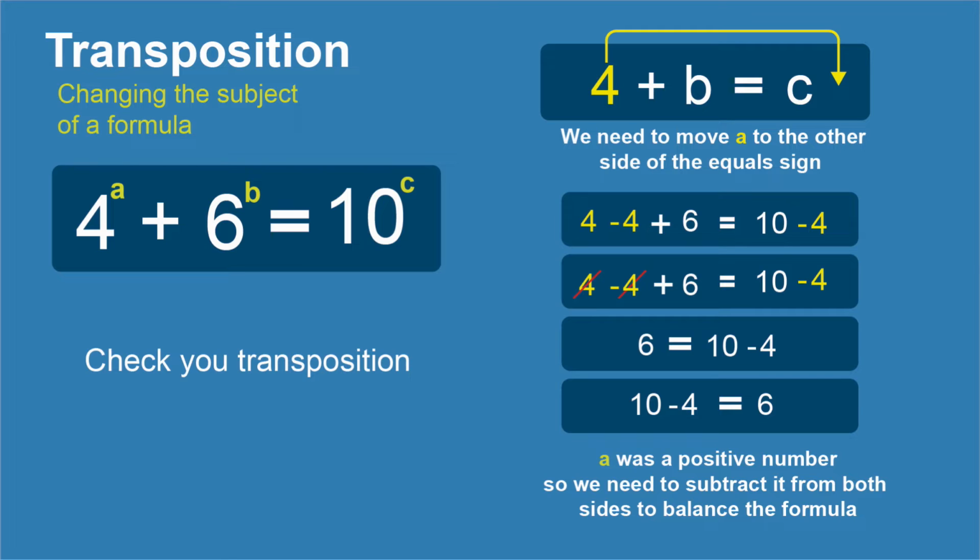You don't necessarily have to put the numbers in. But here in this very simple example, we had A plus B equals C, didn't we? And so in this formula, 4 plus 6 equals 10. On the left hand side, we have 4 minus 4 plus 6. On the right hand side, we have 10 minus 4. 4 minus 4 plus 6 is 6. And 10 minus 4 is 6. So therefore, 6 equals 10 minus 4.